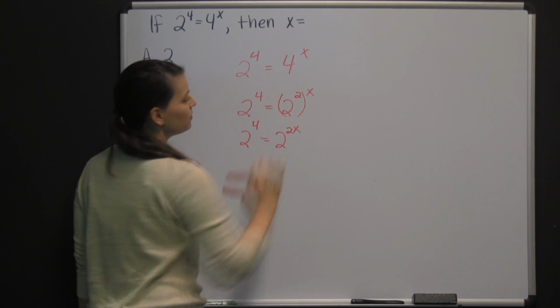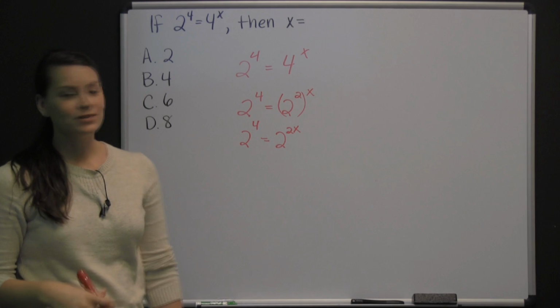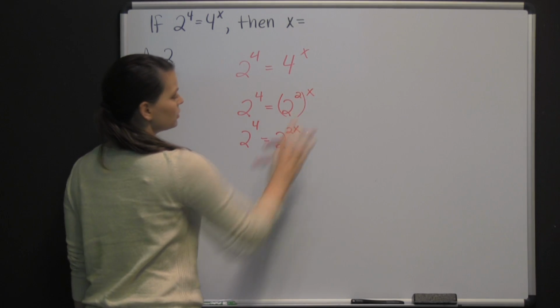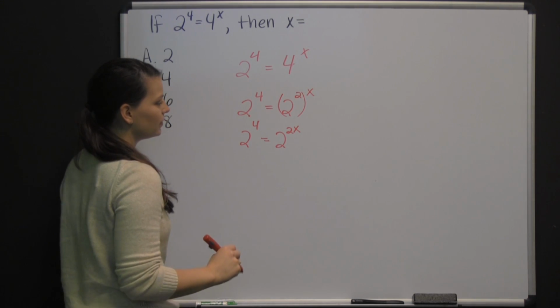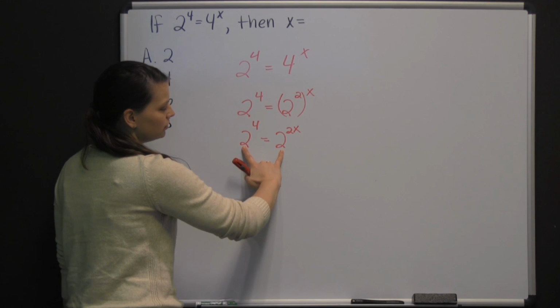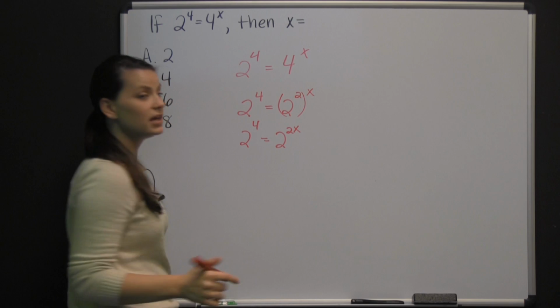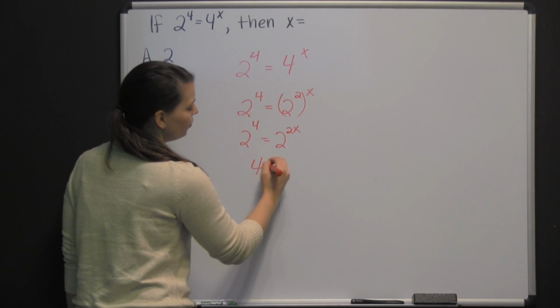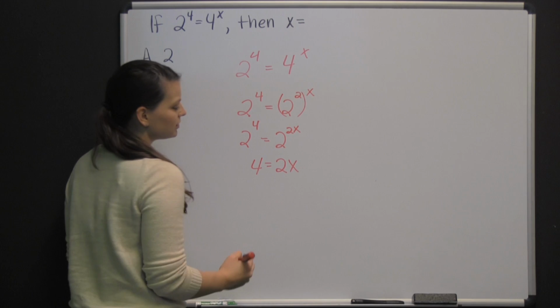And all I did was multiply these exponents using my rules of exponents: when you raise a power to a power, you multiply the exponents together. Now that our bases are equal, we know that our exponents have to be equal, so you just use your exponents to write your equation, that 4 is equal to 2 times x.